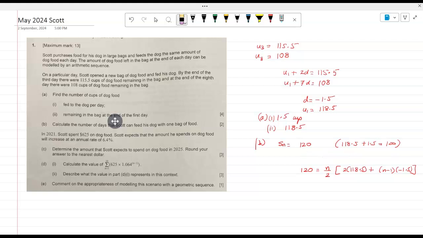Why should you use that? I won't use that. It's not the sum of those terms. So basically it's your 120 divided by the 1.5 cups you're feeding per day. You don't have to use that S_n. It's not the sum of the food; U1, U2, U3 is the amount of food remaining.